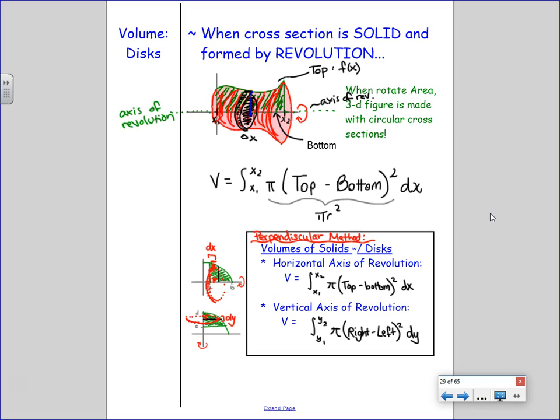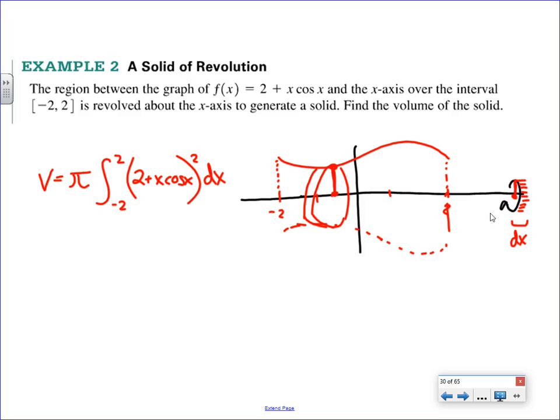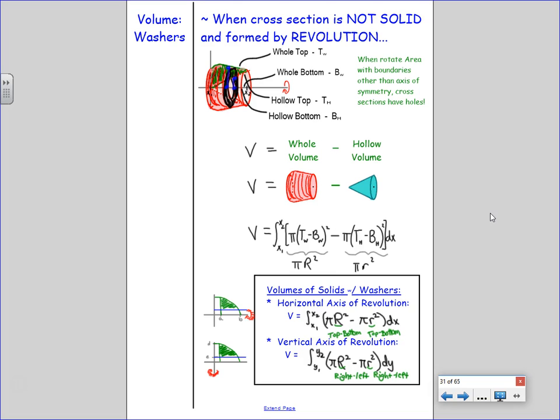Pi r squared, exactly. And it's no big deal as long as our region is flush with the axis of revolution, because then it's going to be solid. We can do a strict top minus bottom, no big deal for our radius. When does it get a little bit more complicated? With washers. What's going on with washers? It's not flush with the axis of revolution. So we have some empty space, or as a simple way of thinking about it, can you stick something in and it won't get hurt? You have some sort of hollow area, and the mathematical way of dealing with that is that we need to think about whole minus hollow, in the sense of the bigger minus the smaller.